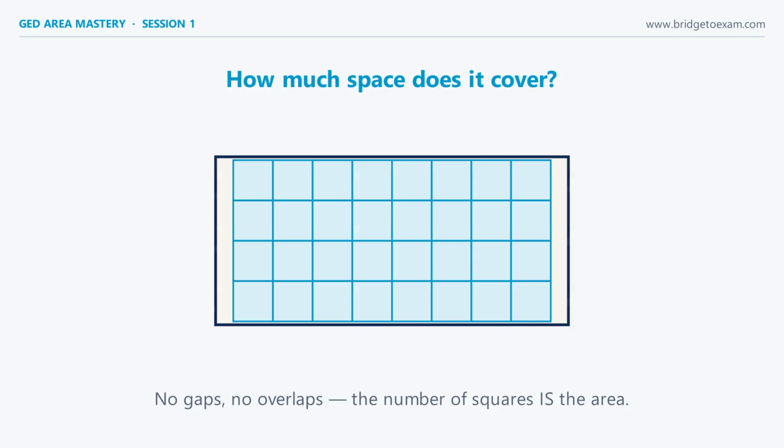It answers one simple question. How much space does this cover? Picture a tabletop covered with identical square sticky notes. No gaps, no overlaps. The number of notes you need is the area. That's it. Area is covering.